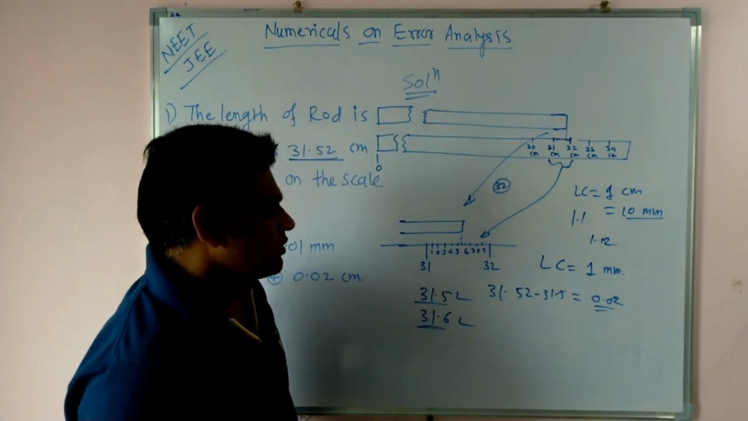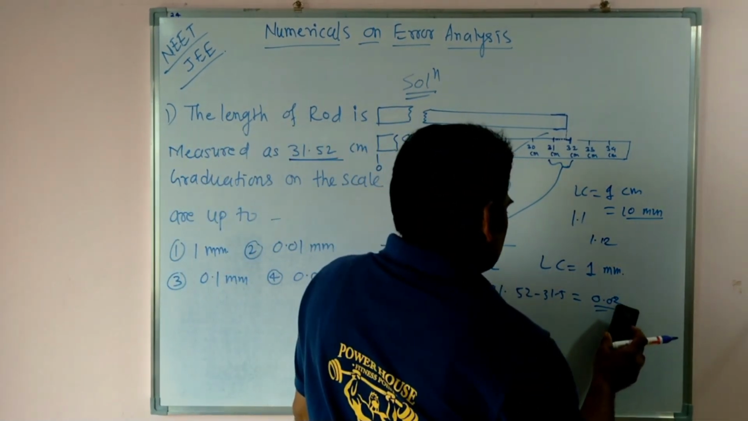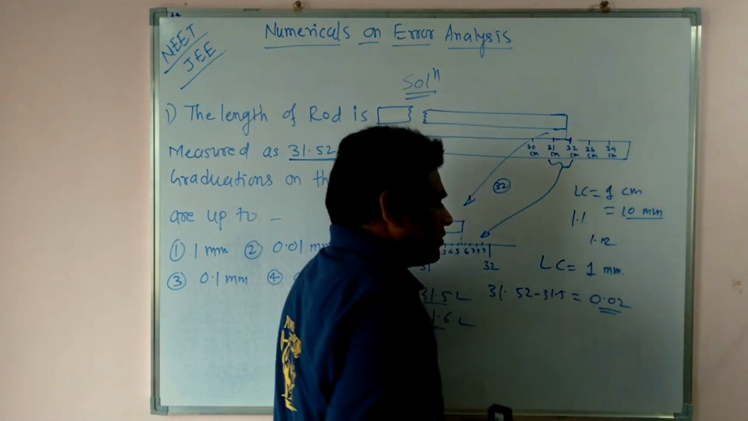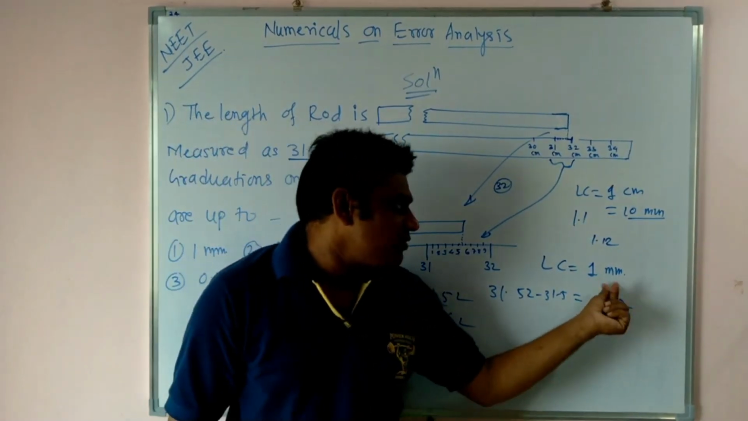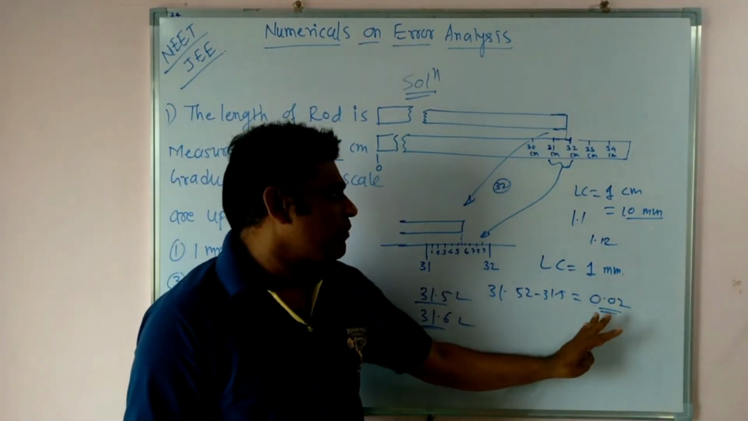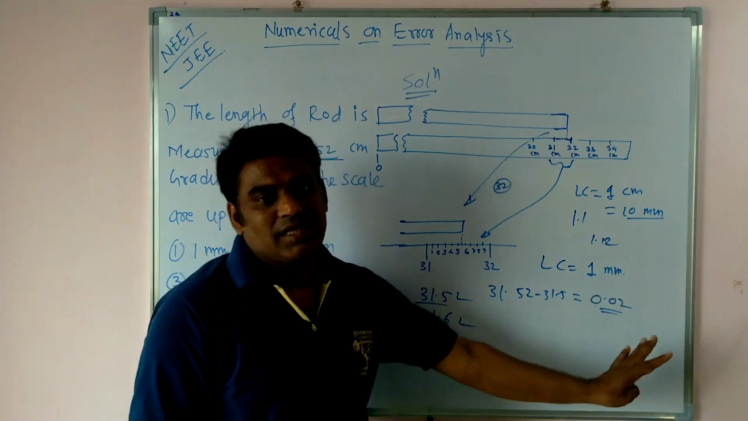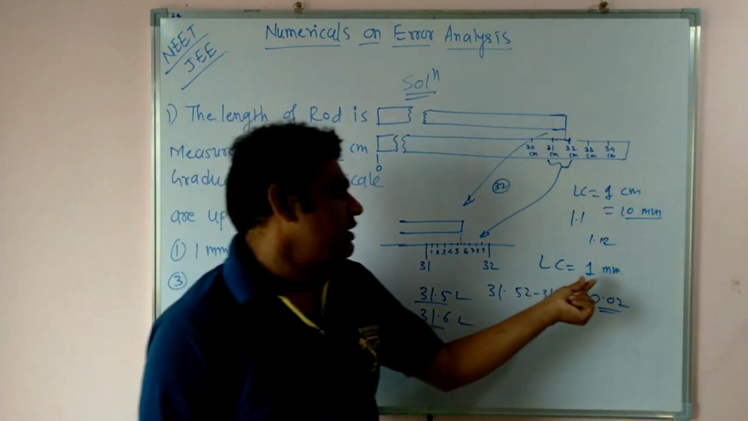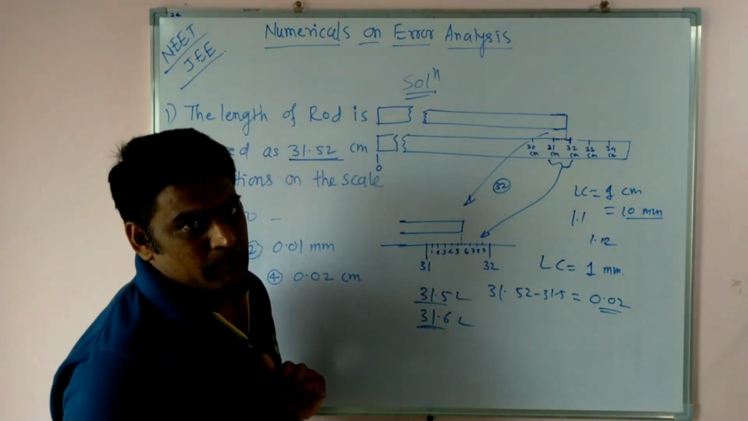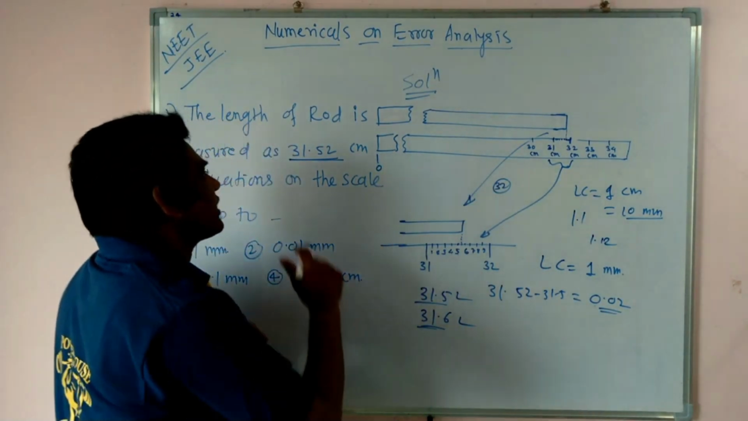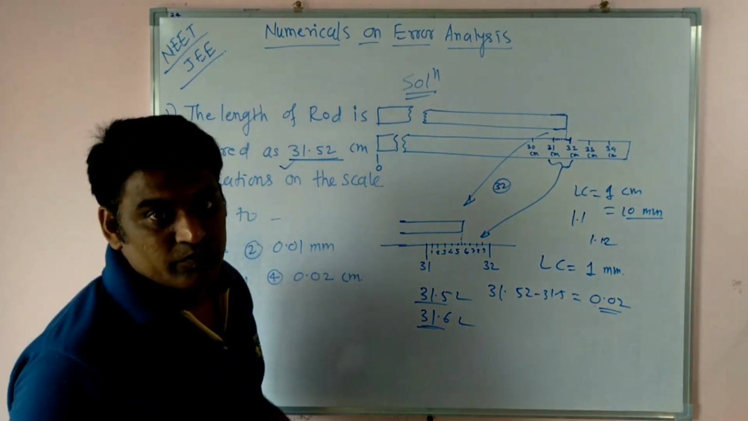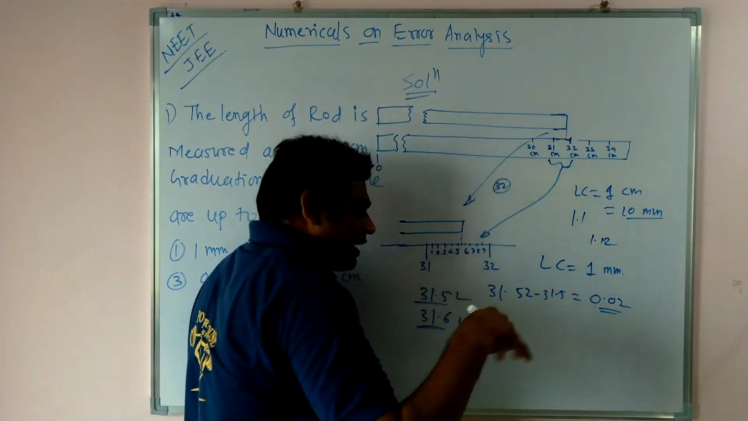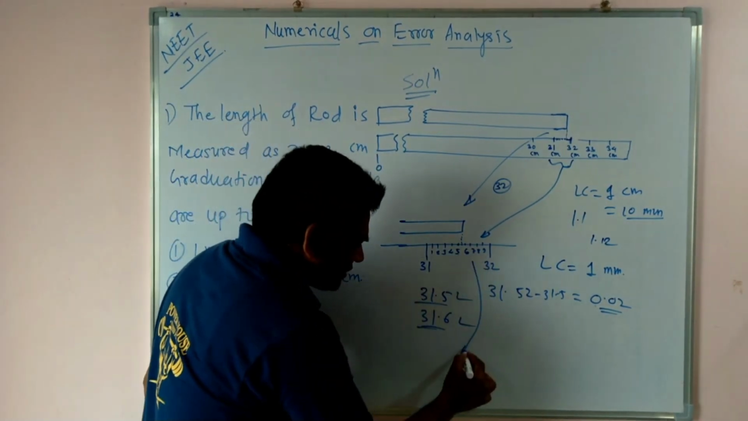0.02. Yes or no? This much is the error, right? So it is less than 1 millimeter. The maximum error that can happen is 1 millimeter or less than that in this case, and the smallest value we can measure is 1 millimeter using this scale. So using this scale also we cannot measure this length 31.52. Again we have to divide this small length into 10 parts.